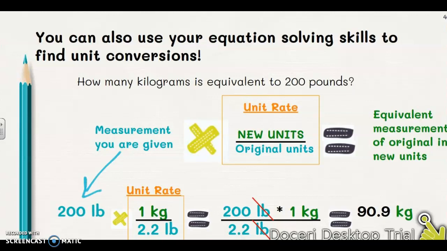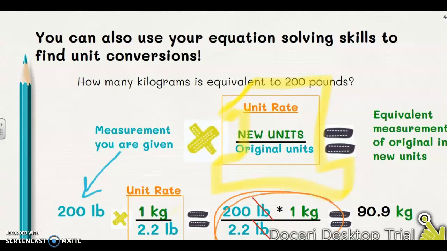And then I'm going to multiply it by a fancy one. Remember, a fancy one is when you have your numerator and your denominator exactly the same. It's just a proportion, or it's just a unit rate. That's all it is. Where I know that 1 kilogram is equivalent to 2.2 pounds. And I set it up this way. I always want my new units as my numerator and my original units as my denominator. And that helps for one reason. You can see that reason right here if you look here.